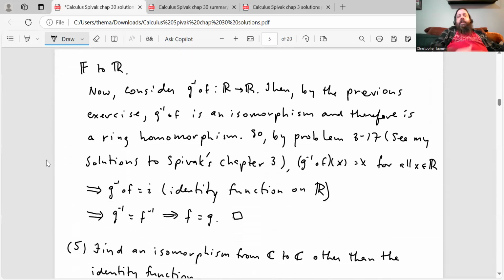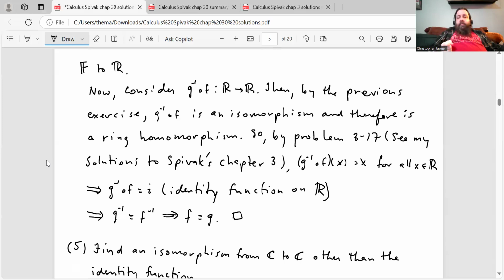Now consider g inverse of f from R to R. Then by the previous exercise, G inverse of F is an isomorphism and therefore is a ring homomorphism. So by problem 317, and I'll show you what the problem says in a second, but I actually proved 317 way back when. So if you want to see that, go back to my videos for chapter 3 in Spivak's book.